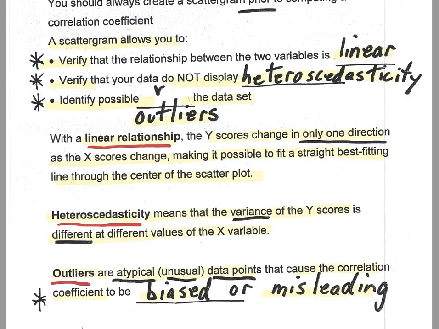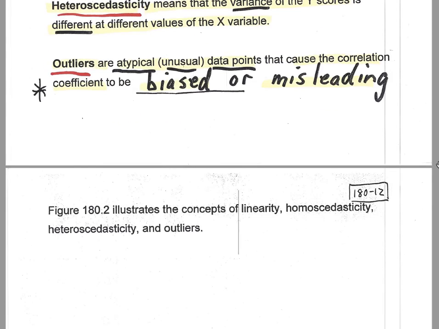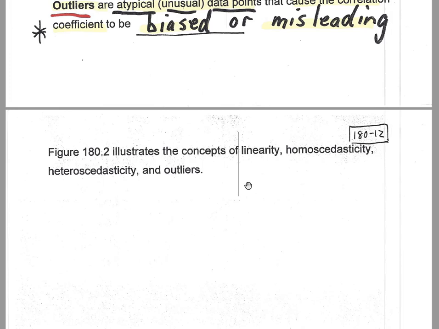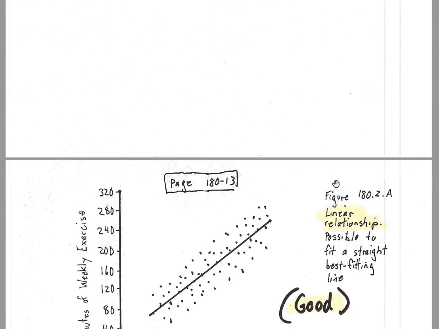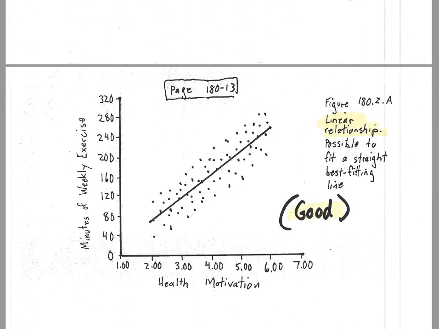Having defined our terms, let's look at some graphs that illustrate these terms, that illustrate what it looks like when you have a linear relationship, what it looks like when you have heteroscedasticity, and so forth. I'm on page, well, let's see, 180-12 says the following figure illustrates these concepts. Then 180-12, as I recall, is a totally blank page. I should probably just pull that out of the course pack. Now we can illustrate these concepts.